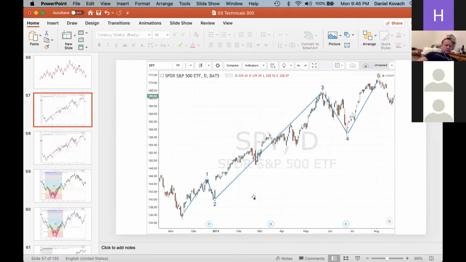So this is a chart with SPY. Again, that's the ETF that tracks the S&P 500. We have the first leg here going to 1. Then we have this reversal that forms 2. All this big drive here forms 3. And then we go to 4 and then 5. That's a basic example of an Elliott wave.